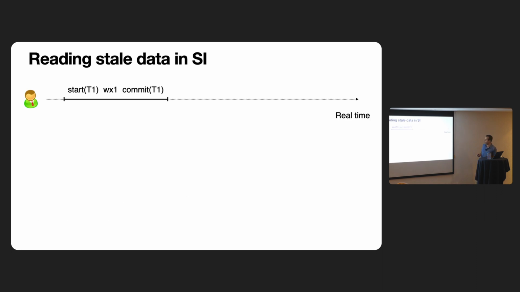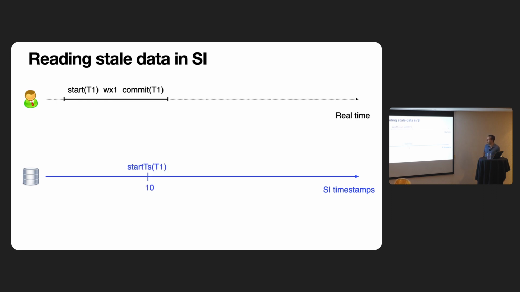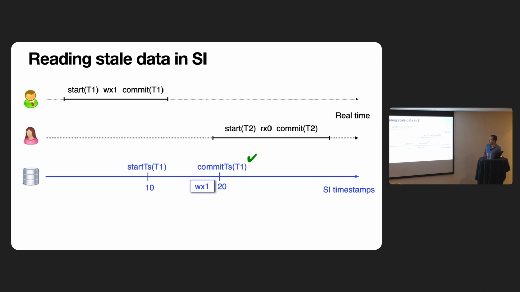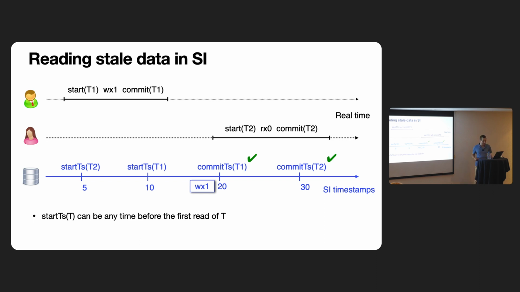But this allows this example with reading stale data. I can have a user who opens a transaction and writes 1 to X. Then on the timestamp timeline, I may assign T1 start timestamp 10, and let's say I commit it with commit timestamp 20. Then another user may open a transaction later and read from X, right? According to the algorithm, it is possible to assign timestamp, say, 5 to T2, because you have that flexibility. And then T2 can commit and get a timestamp 30.